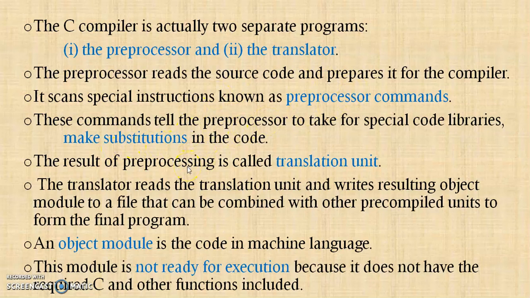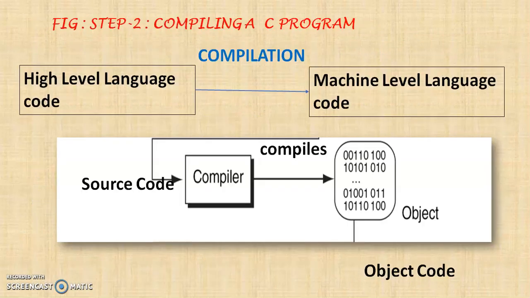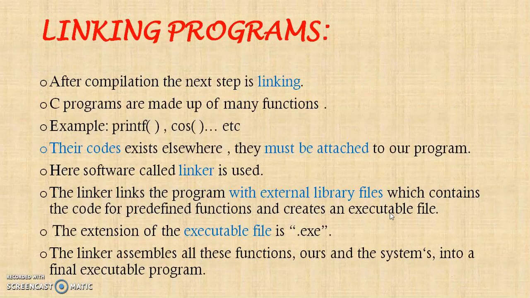And the file that is created after compilation is known as an .obj file, and an object module is the code in machine language. This module is still not ready for execution because it does not have the required C and other functions included. So this is how compiling a C program is done. The compiler is a software that compiles a program, and that program from high level language code is now converted into machine level language, and that file extension will be .obj, called an object file.